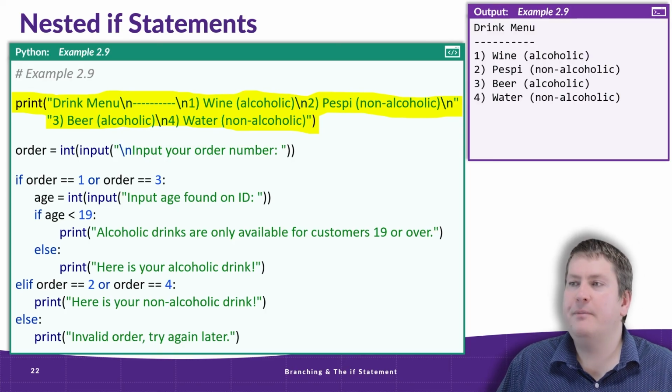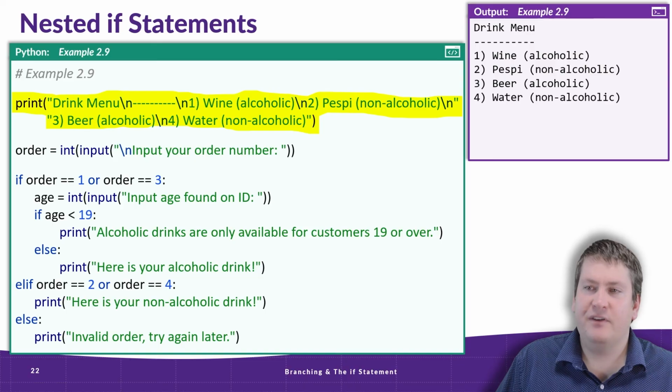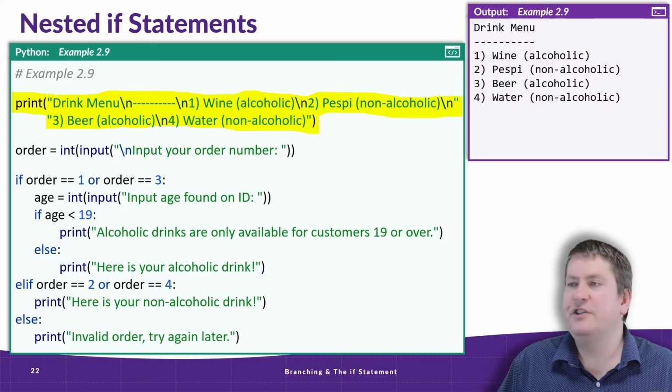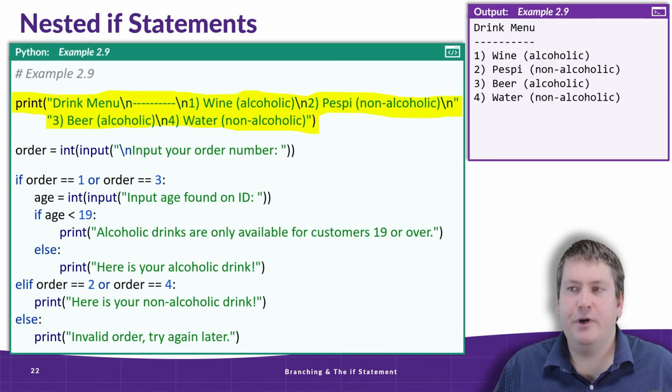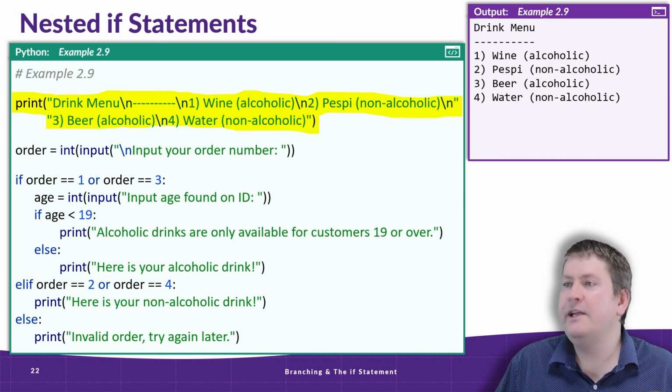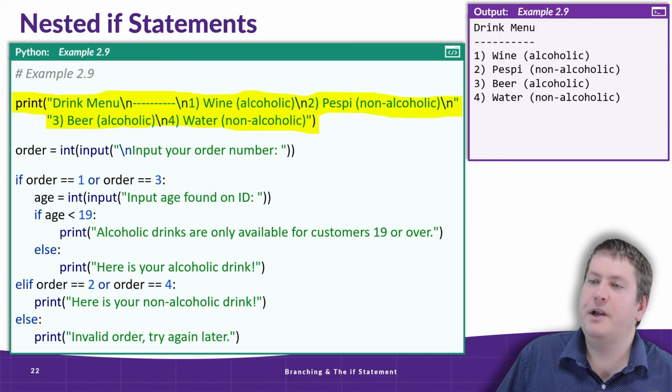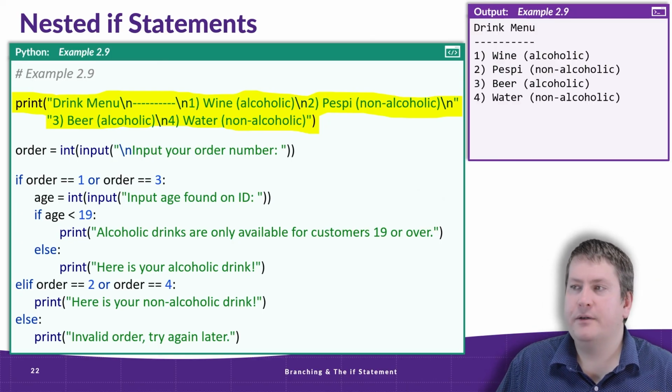So it's going to print drink menu, then there's a line break, the first \n, then there's going to be a whole bunch of dashes, then another line break, then the first option, which is wine, then a line break, the second option, which is Pepsi, a line break, the third option, which is beer, a line break, and the fourth option, which is water. So all that line does is print out that menu.